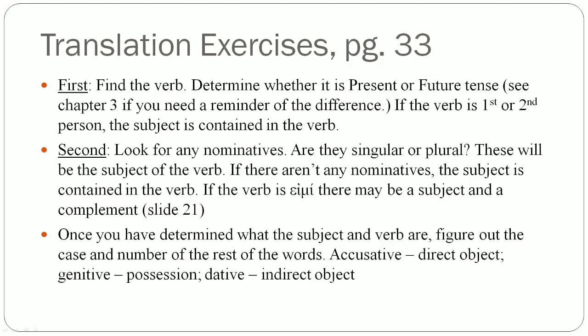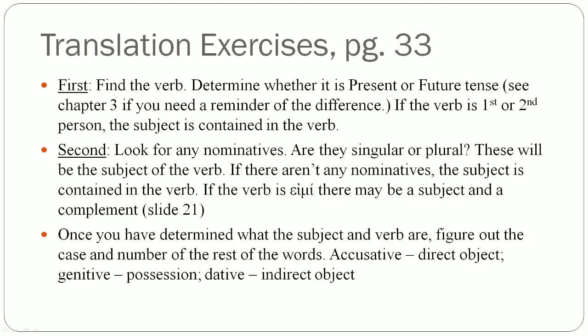All right, and then the nominative, if there is a nominative stated, that is going to be the subject of the verb. Okay, if you don't find any nominatives in a sentence, then you have to get the subject out of the verb. And the last point I have there, if the verb is a "to be" verb, then you may have a subject and a complement. Both of those are going to be nominatives. Go back to slide 21 if you need more of a description of complements.